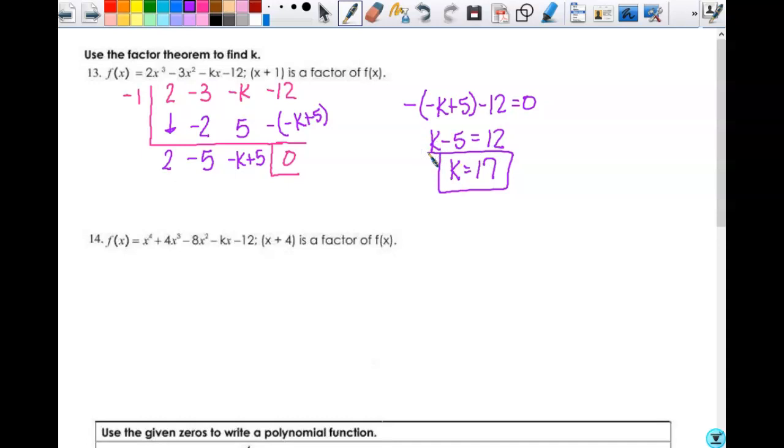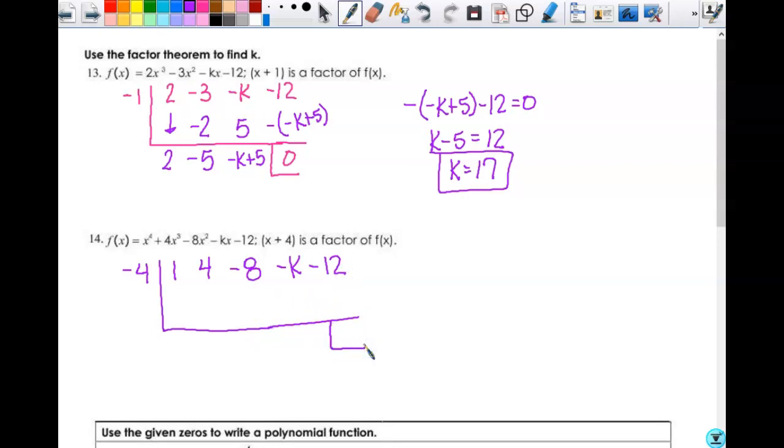Okay, number 14. Negative 4 goes on the outside. This is a 4th degree, 1, 2, 3, 4, 5. Got 5 terms. All right, so 1, 4, negative 8, negative k, negative 12.